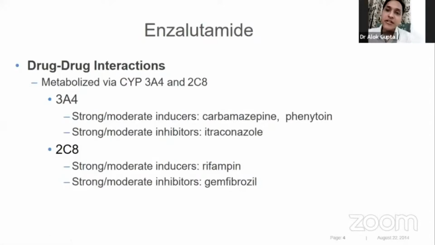It is largely metabolized by the liver enzymes, the CYP3A4 and 2C8 system.